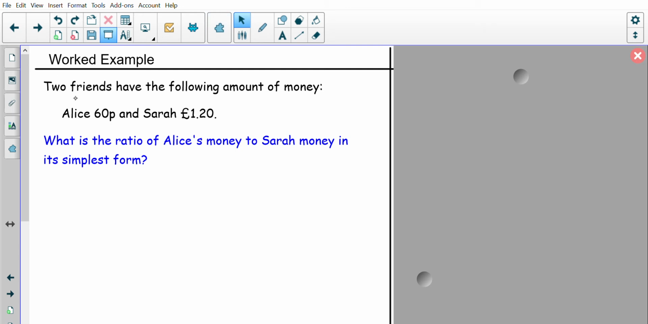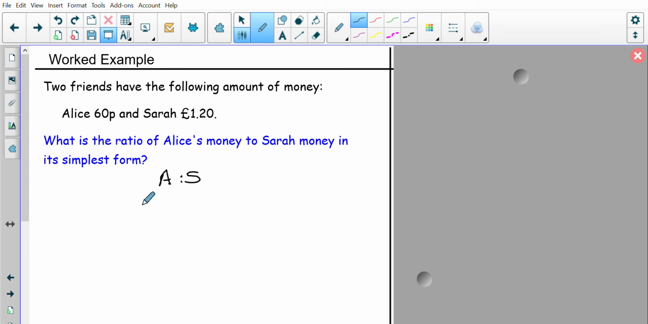So two friends, Alice has 60 pence and Sarah has £1.20, and we want the ratio of Alice's money to Sarah's money, and we want that in its simplest form. So the first thing always to do with ratio is to use letters above each side of the ratio so we know which way round it is, because which way round is very important. So we're going to have A for Alice and S for Sarah because it wants Alice's money to Sarah's money. So we've got Alice 60 pence, let's write that underneath the A, and Sarah £1.20 underneath the S.